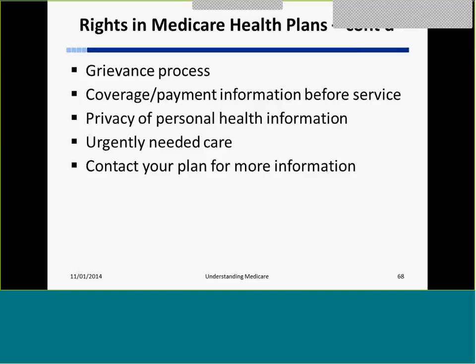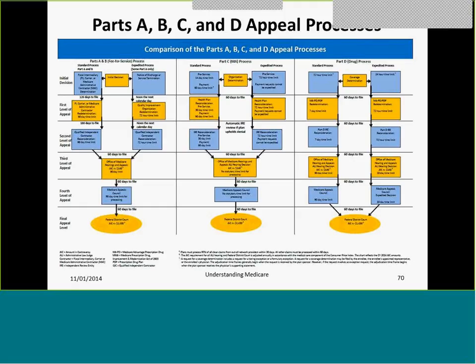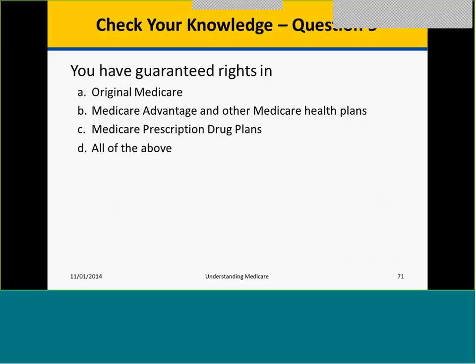The grievance process, so on and so forth, right to request coverage determination, and this flow chart of the Medicare appeals process. So we've got a knowledge question. You have appeal rights, you being the beneficiary, in A, B, C, or D. Would anyone like to answer the question? Lou, the answer is D. D. All of the above.